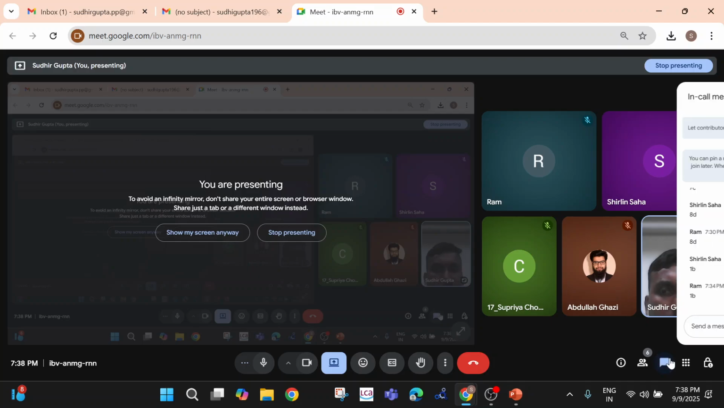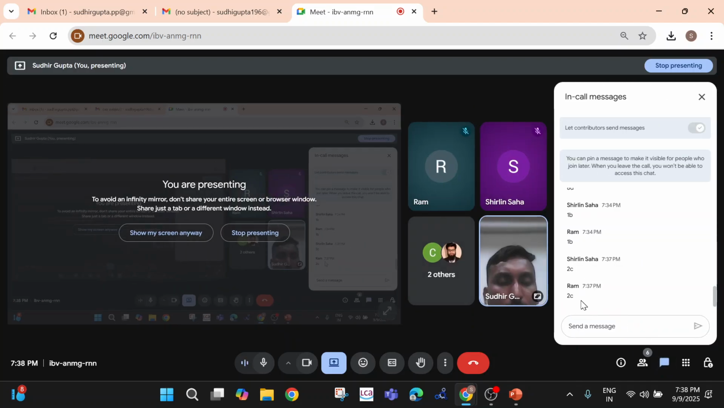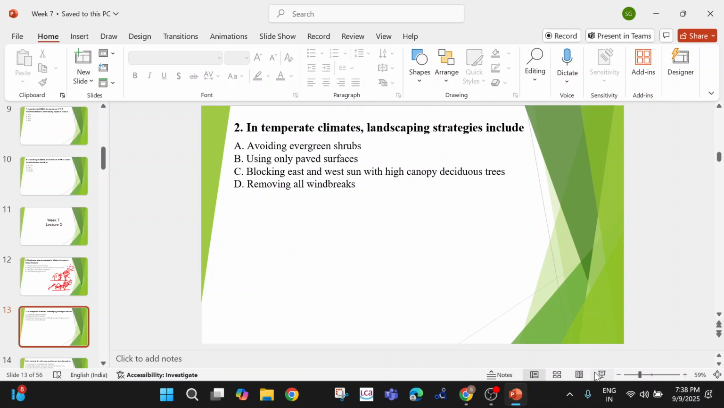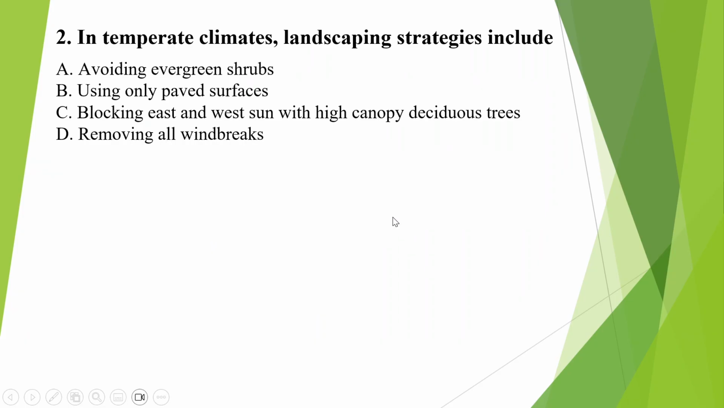So as I can see, all of you are opting for option C. Yeah. So whoever has opted for option C is absolutely correct. Option C is the correct answer for this question number 2.